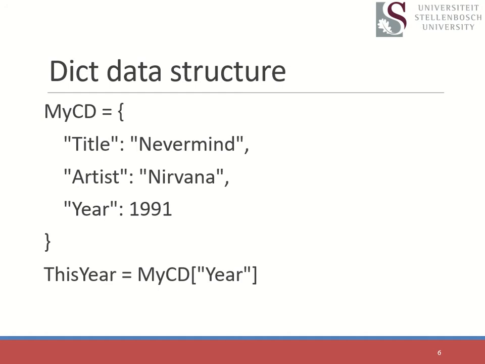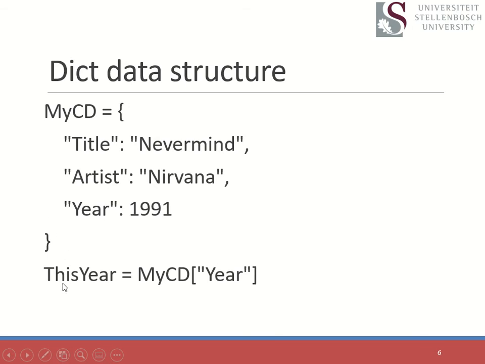The other thing is that the 1991 doesn't have a comma at the end of it. This is our way of cueing Python to know that there are no more fields to be defined after this. And then to reinforce it, we have this curly brace that ends that block as well. So my CD is actually a complex little structure.